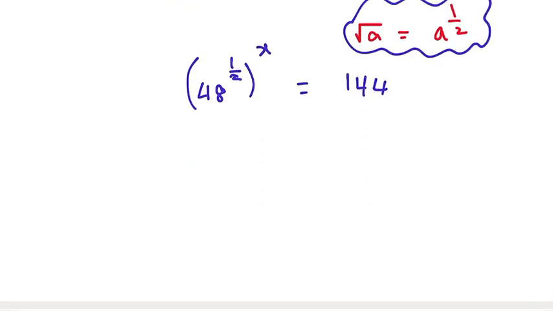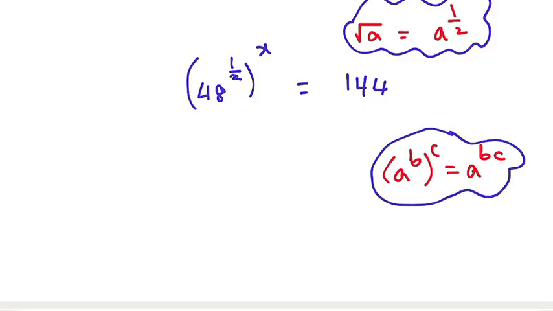Now moving on, when you have a to the power of b, then to the power of c, you know that b and c will multiply because both are powers. So we're going to have b times c, bc. Alright, so I want you to take note of these two. So from there, we're going to have 48 to the power of 1 over 2 multiplied by x. We're going to have x over 2, then equals 144.